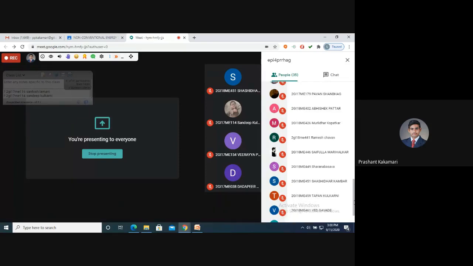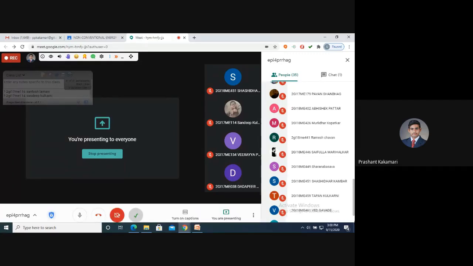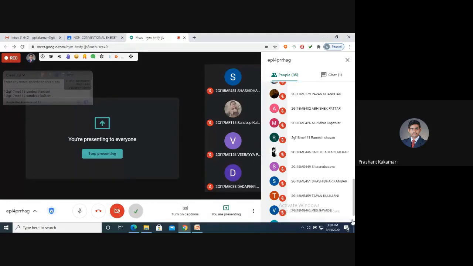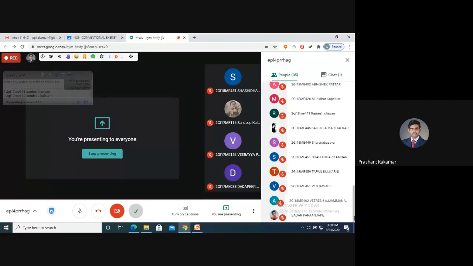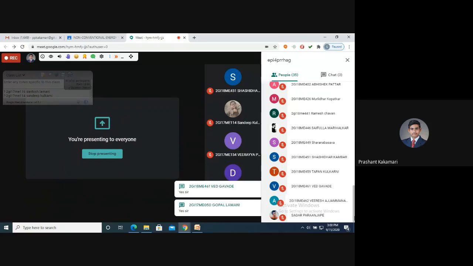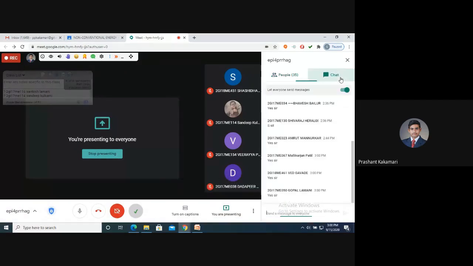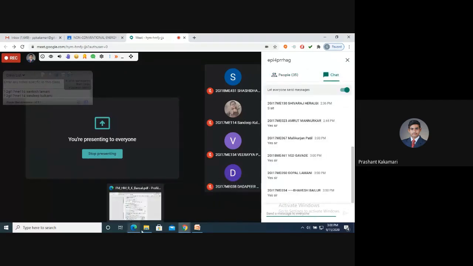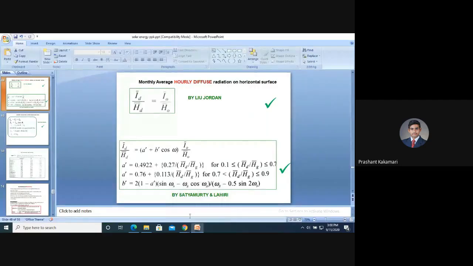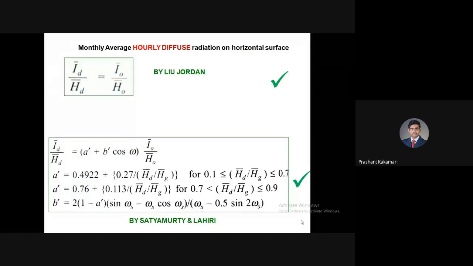Tapan Kulkarni, I think they are actually absent for the class. Ved Gowde, yes, he is attentive. Gopal Lamman is attentive. Okay. That's what I told you.